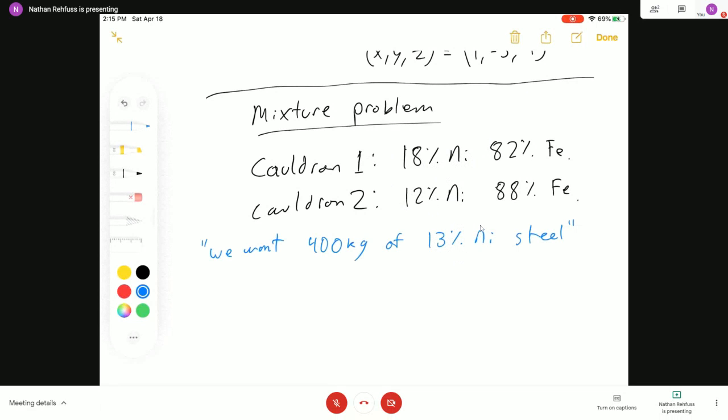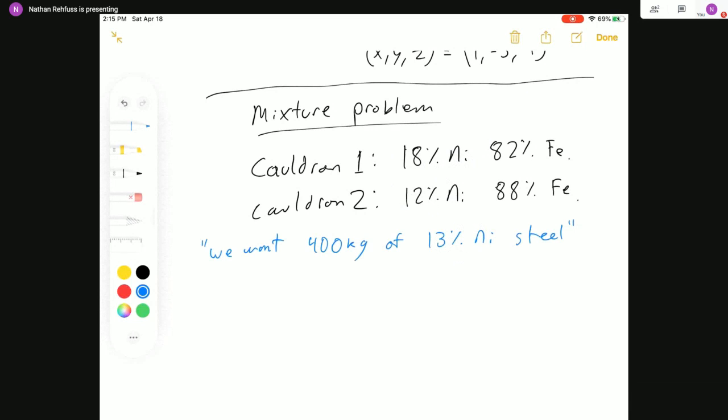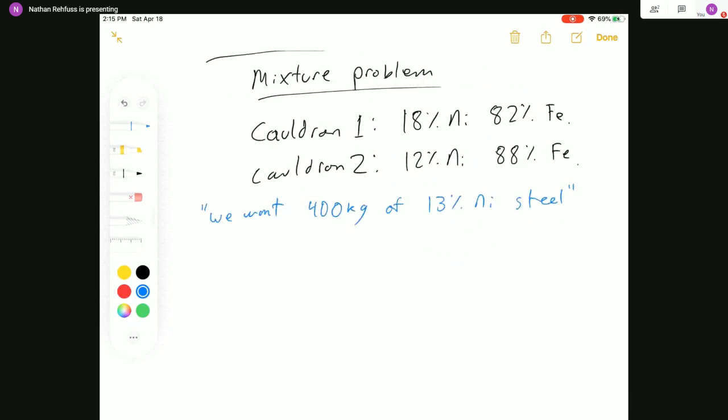How in the world do I do that, I hear you asking? Well, it's really just a system of equations. Let's say we use X kilograms from Cauldron 1 and Y kilograms from Cauldron 2. Can we come up with some equations involving X and Y? We sure can. First off, I know that X plus Y has to be 400. This is the total mass.